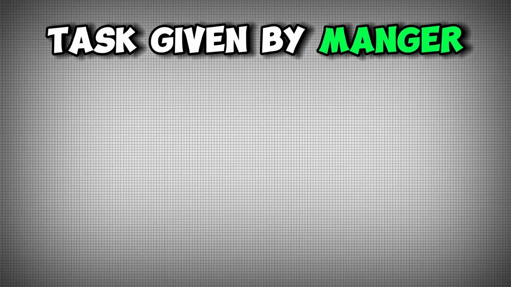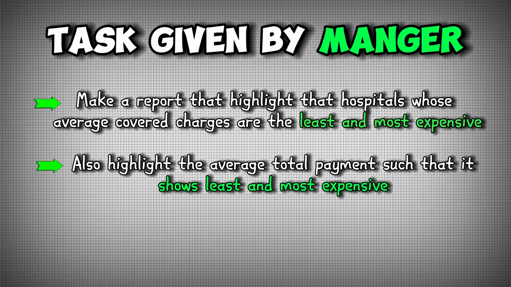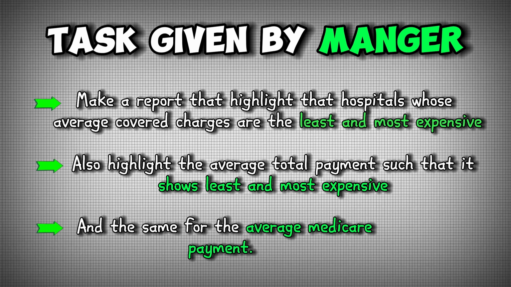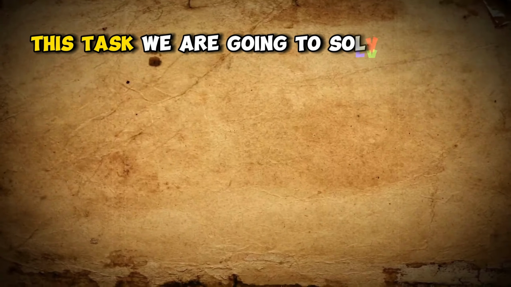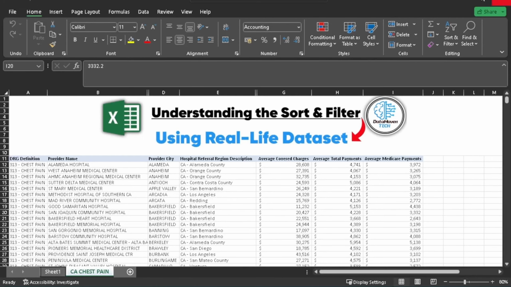Suppose your manager has directed you to make a report that highlights the hospitals whose average covered charges are least and most expensive, and also highlight the average total payment such that it shows least and most expensive, and the same for the average Medicare payment. So this is a very small task we have been given by a manager, and we are going to solve it using conditional formatting. So for the conditional formatting of average covered charges, we will select this column and go to conditional formatting, which is present here.